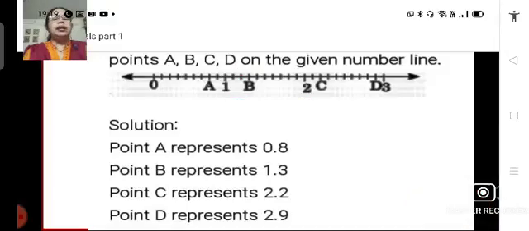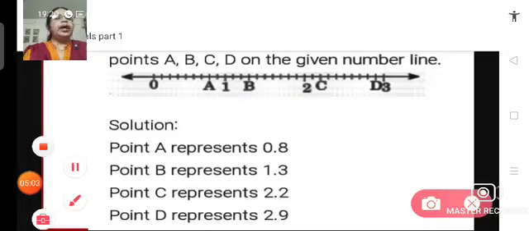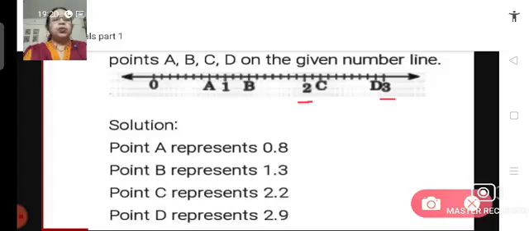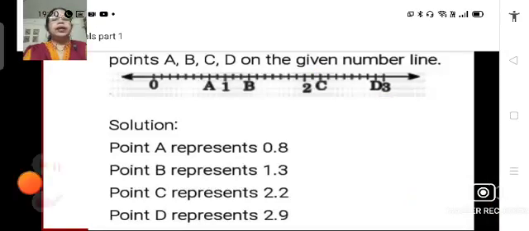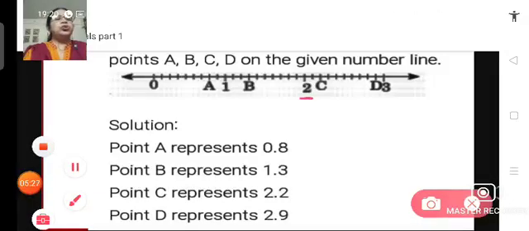And point C lies between 2 and 3. Again, the gap between 2 and 3 is divided into 10 equal parts and each part represents 1/10. So first point is 2.1, second point, that is C, is 2.2. So C represents 2.2. Next comes D. Point D lies between 2 and 3. The gap between 2 and 3 is divided into 10 equal parts. Each part represents 1/10 and D is on the 9th part. So D represents 2.9.